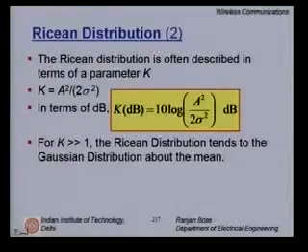On the other hand, if k tends to 0, which means there is no line of sight, what dominates is the multipath components, and then you must have fading.